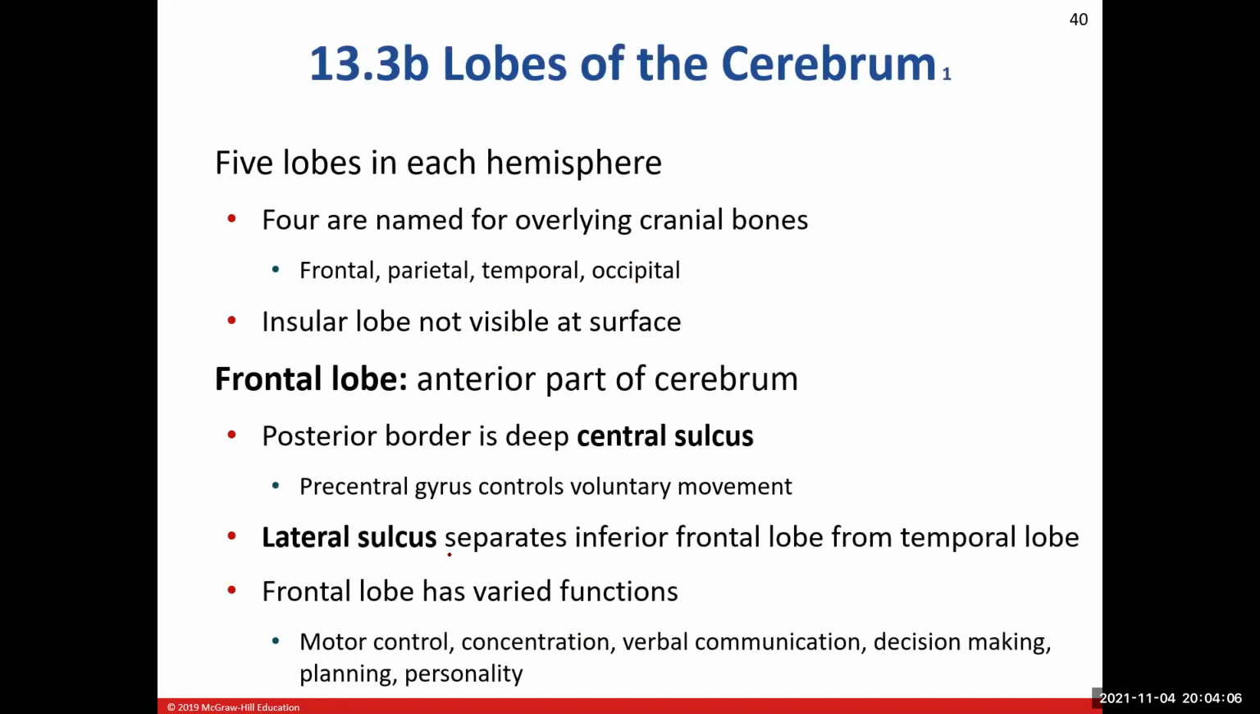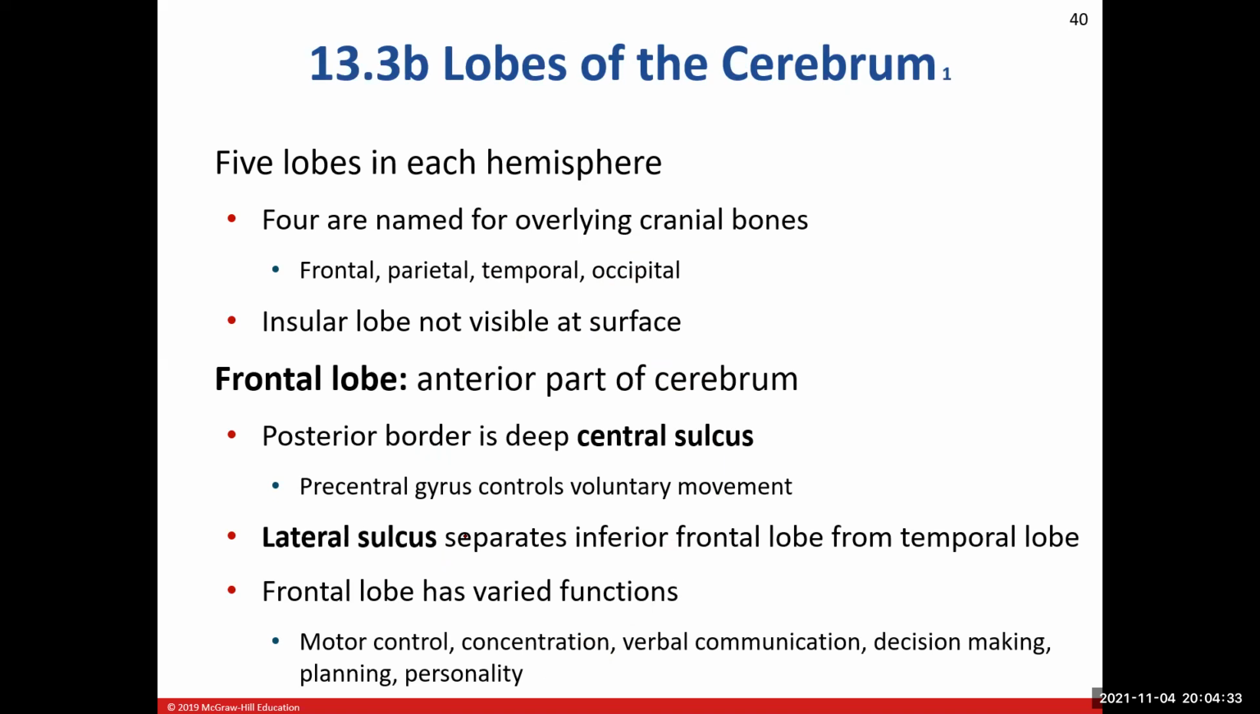So we have 5 lobes in the cerebrum, 4 of which you can see if you were holding a brain in your hands. You have the frontal, parietal, temporal, and occipital lobes, and then the invisible lobe is, if you were to pry the temporal and parietal lobes away from each other, you could see the insular lobe on the inside there. All right, so our frontal lobe, let's talk about the boundaries there.